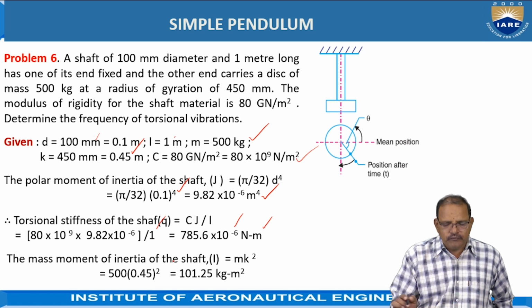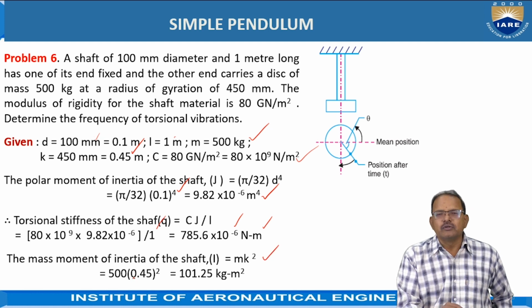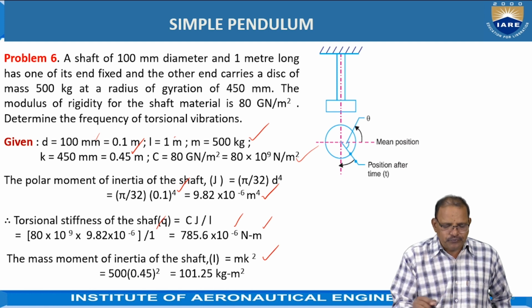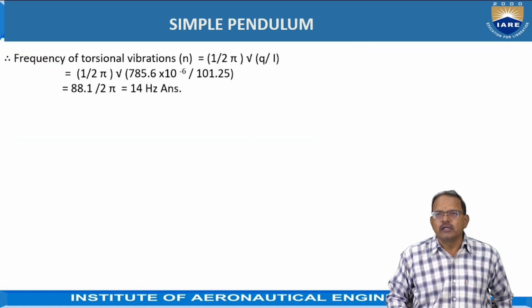Then the mass moment of inertia of the shaft is equal to mk square. Here m is the mass suspended, which is equal to 500 kg, into 0.45, that is the radius of gyration given, squared, which is equal to 101.25 kg meter square.